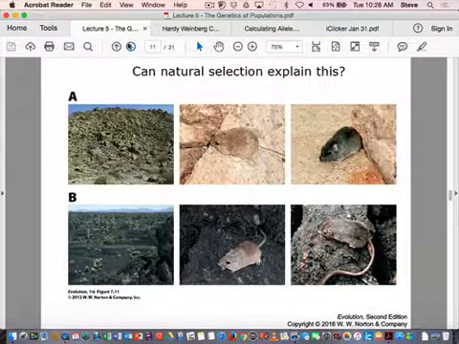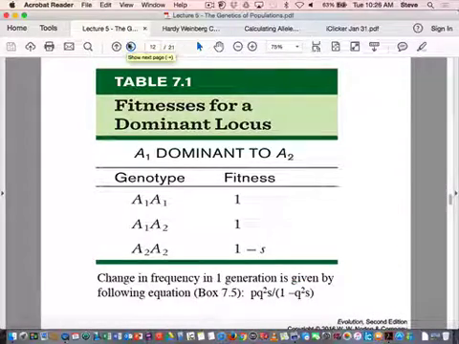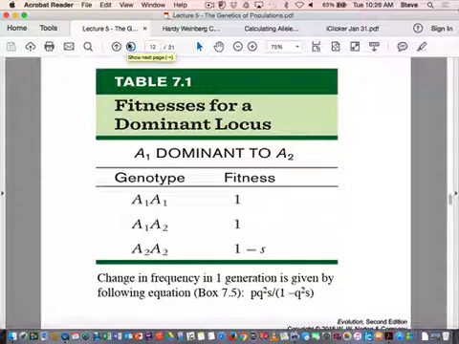So how do we talk about this? What we're going to do is introduce what we call fitnesses for what we call a dominant locus. And we'll be talking about how we determine fitness in the example I'm going to show you a little bit later. So what we're going to say here is there are three genotypes again, A1A1, A1A2, and A2A2. There are lots of different ways you can determine this, and we'll be talking about how we determine this. But what we're saying is in this particular case, A1 is dominant to A2, not necessarily in terms of coloration, but in terms of what we call fitness.